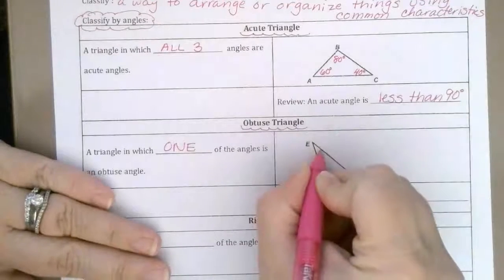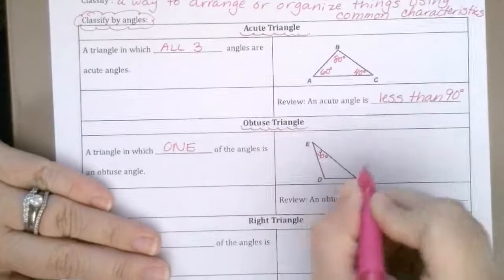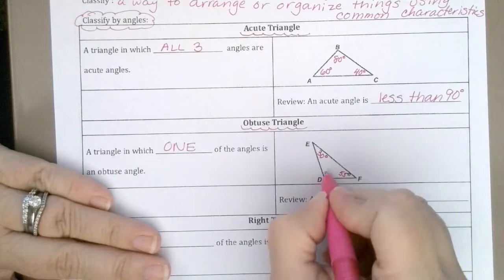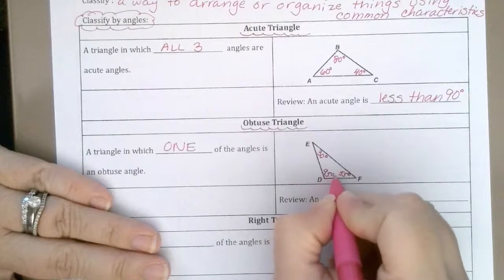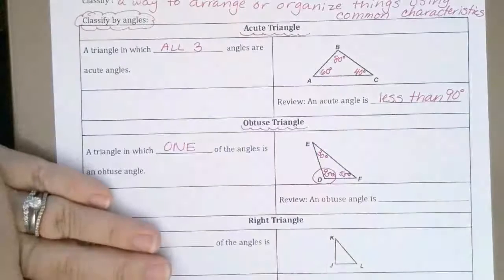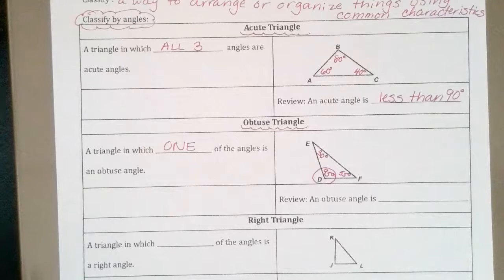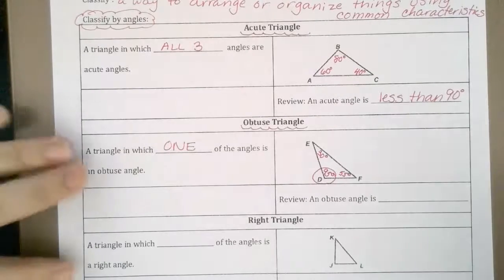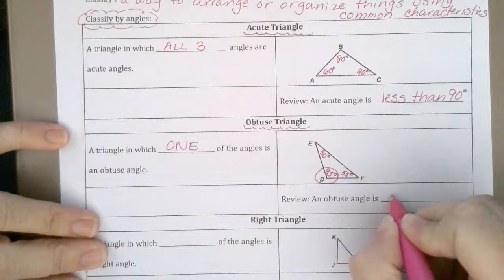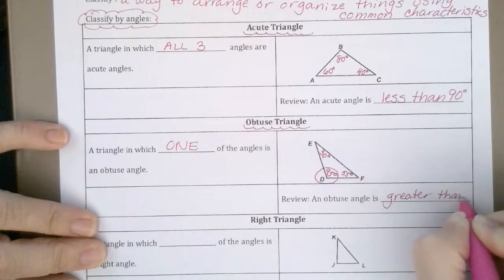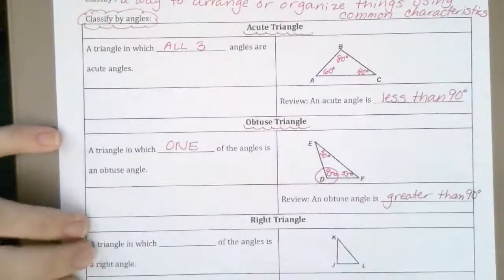So, if I said this was 30 degrees, and this one was 55 degrees, and this one was 95 degrees. This right here is my obtuse angle. Therefore, I have an obtuse triangle. So an obtuse triangle has one obtuse and two acute. An acute triangle has all three acute. And a review, an obtuse angle is greater than 90 degrees. Okay.